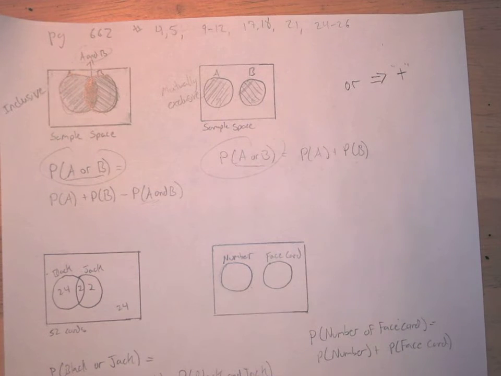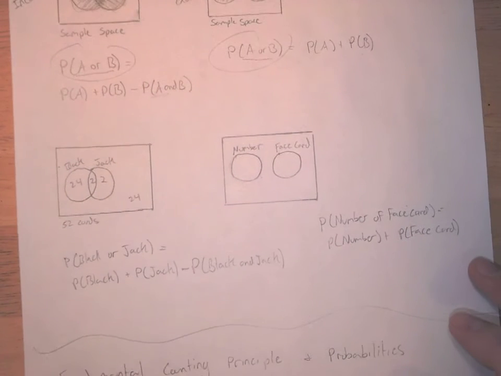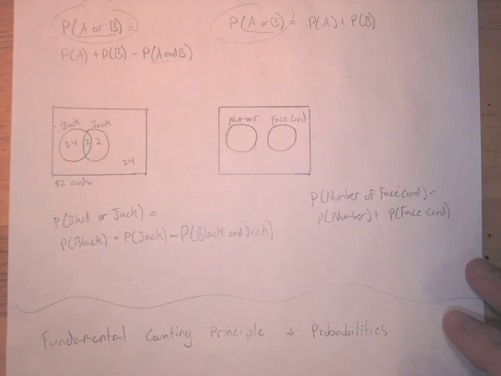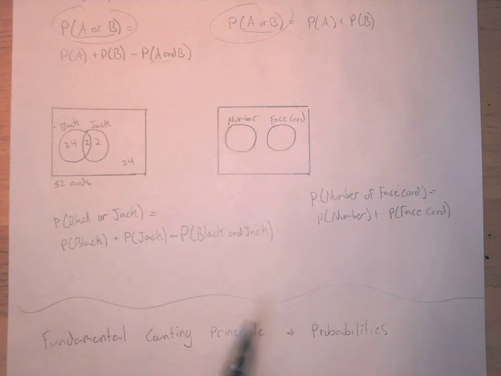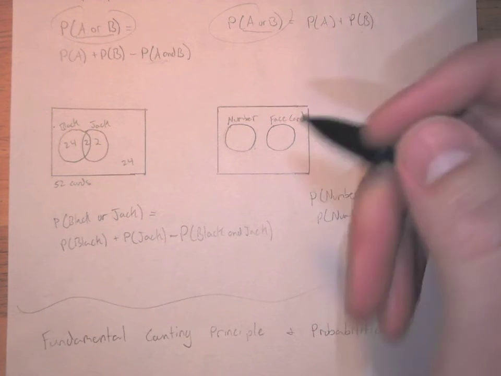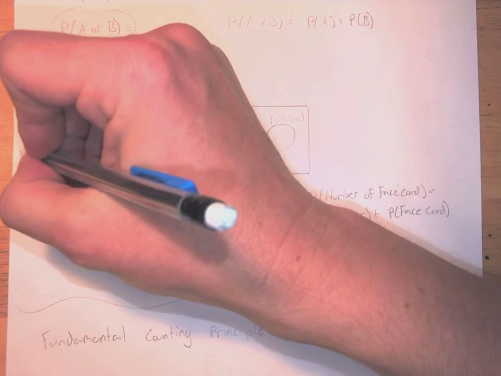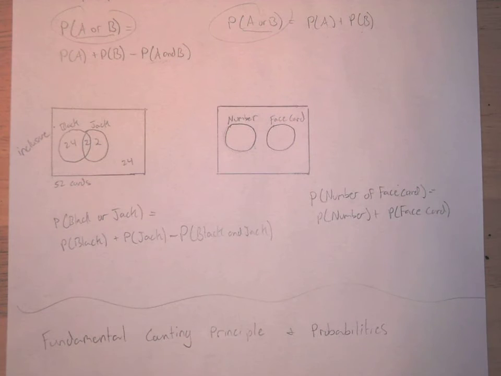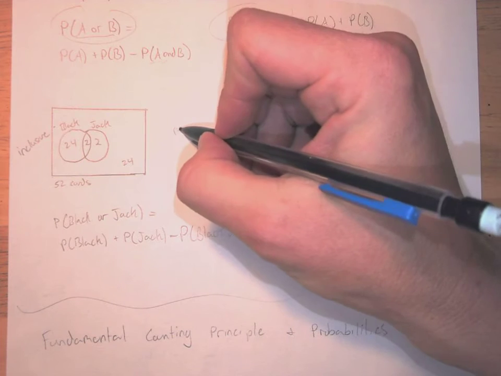Let's look at a couple of specific examples, and this will help lead into what we're going to be talking about today. Here I have a Venn diagram for specific events that are inclusive, meaning you have outcomes that overlap, and events that are mutually exclusive.